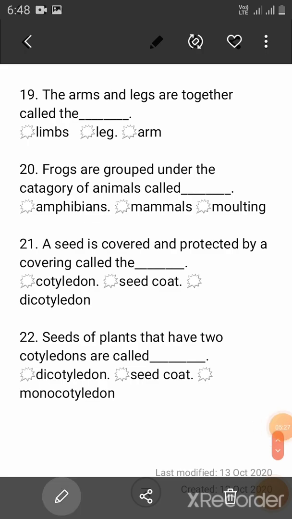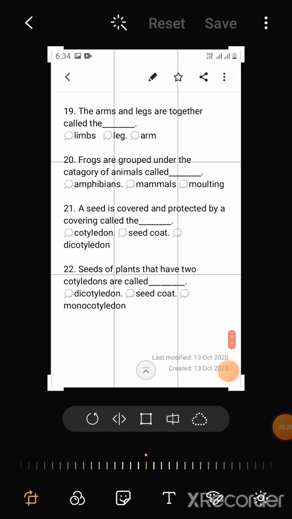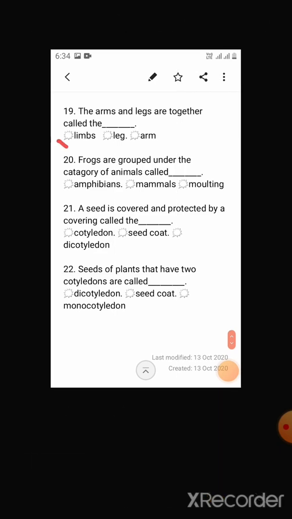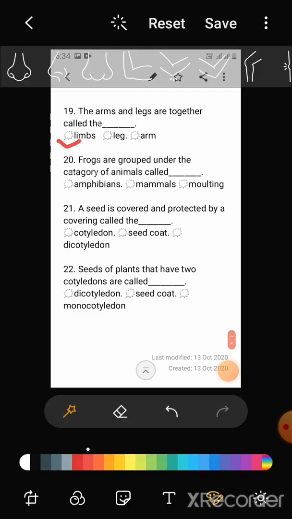The arms and legs are together called the dash. Given options are limbs, leg, and arm. And the correct answer is limbs. The arms and legs are together called the limbs.